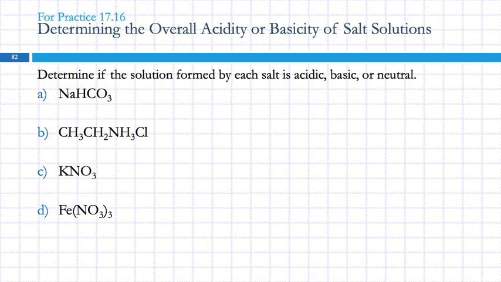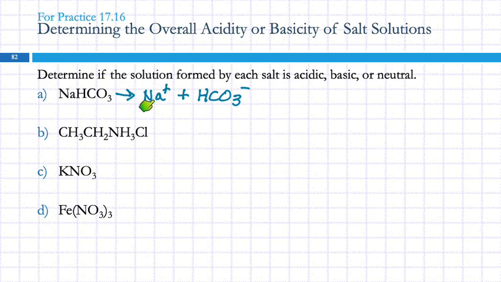Okay, determine if the solution formed by each salt is acidic, basic, or neutral. These are salts. They are ionic compounds. They have 2 ions, right? So let's write what those ions are. We've got Na+, and we have HCO3-. Those are the 2 ions. So this is going to dissolve into these 2 ions.